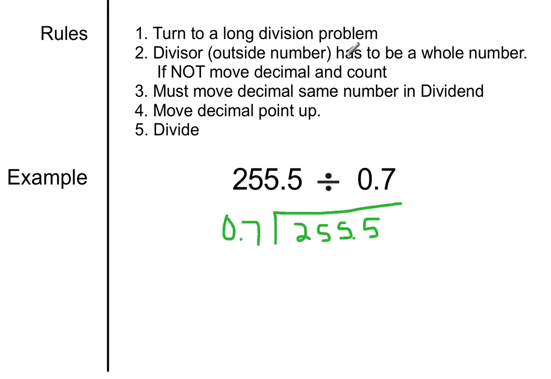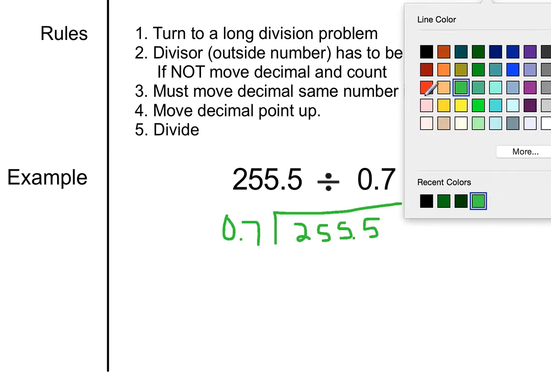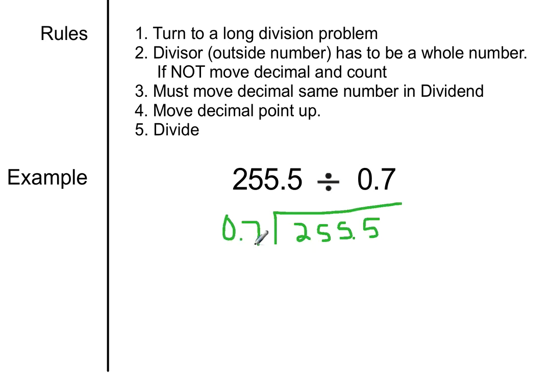So now the divisor, the outside number, has to be a whole number. This is not a whole number, it's 7/10 of a number. So I must move the decimal the same number of places to make this a whole number. So let's say I move this one spot. That means I have to take the decimal point and move it one spot here, which then moves it up. Let's look at why we do this.